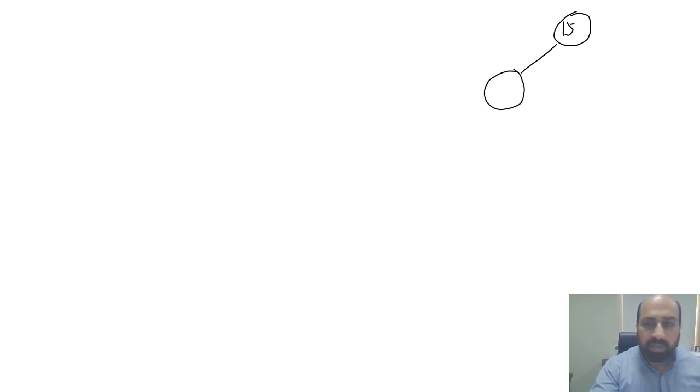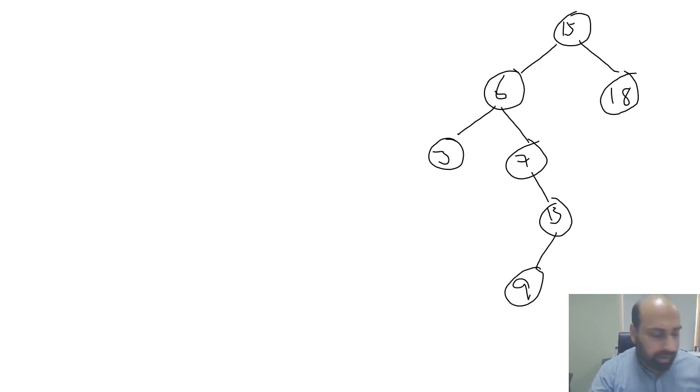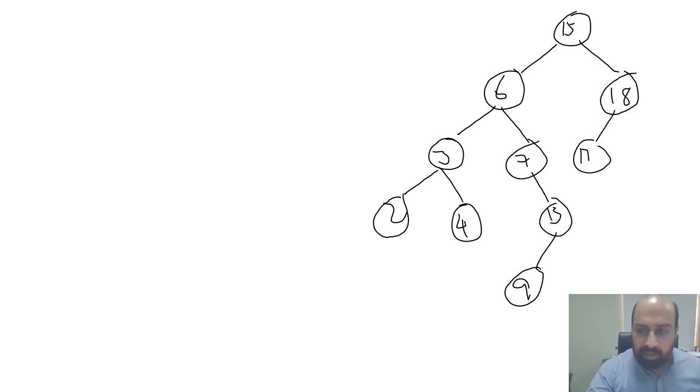Let's say, for example, we have a binary search tree of this form. I am using 15 as the root, in the left side it is 6, right-hand side I have 18, then on the left of 6 I have 3, and in the right I have 7, in the right of 7 I have 13, and in the left of 13 I have 9, and in the left of 3 I have 2, right of 3 I have 4, and in the left of 18 I have 17, and in the right of 18 let's insert 20.